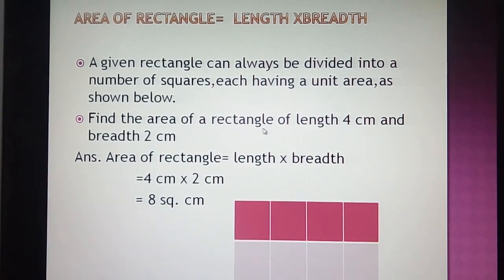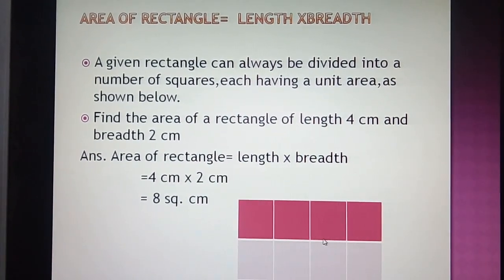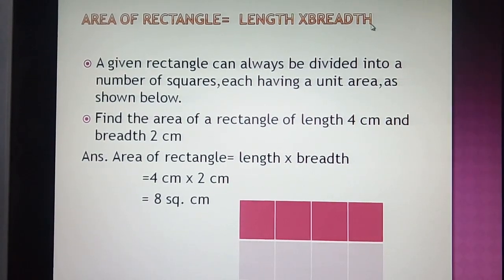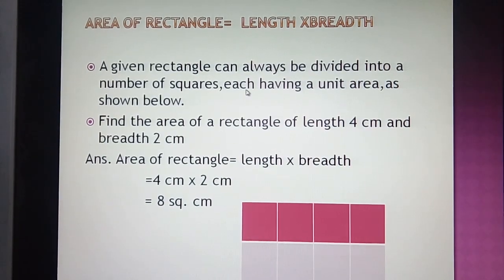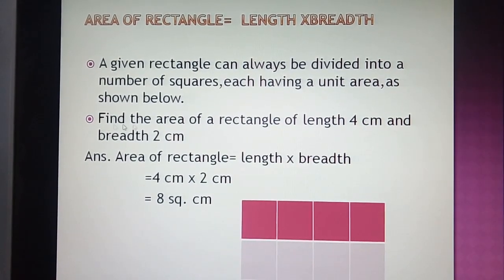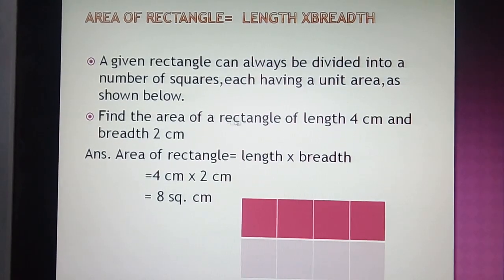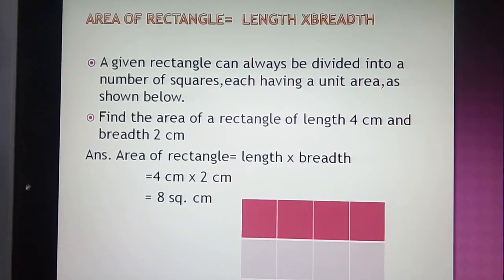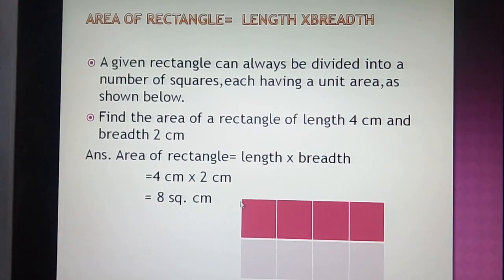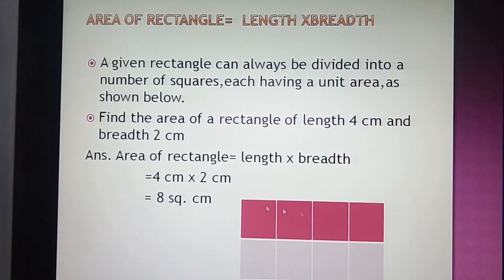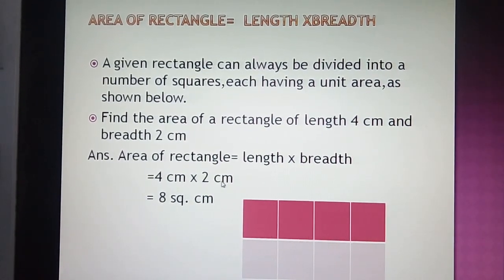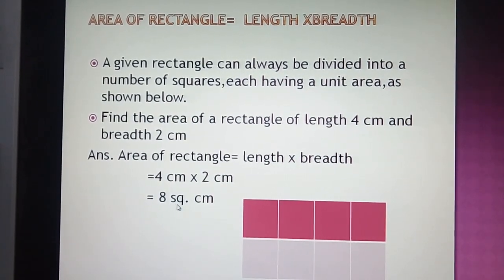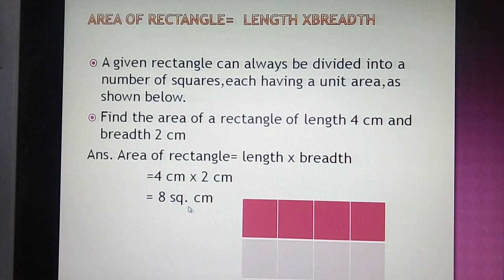Now, formula. Area of rectangle. See, here is a rectangle, area is length multiply breadth. A given rectangle can always be divided into a number of squares, each having a unit area as shown below, right? Find the area of a rectangle of length 4 centimeter and breadth 2 centimeter. So the area of rectangle is length multiply breadth, 4 centimeter multiplied by 2 centimeter is equal to 8 square centimeter. We will write the answer in square centimeter. Remember this thing, right?